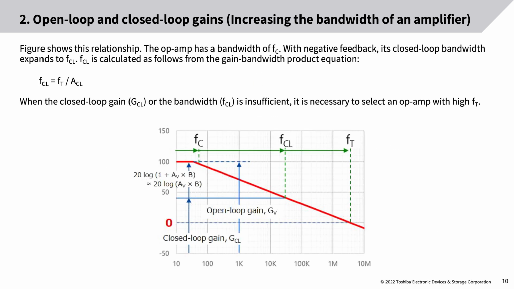Figure shows this relationship. The op-amp has a bandwidth of Fc. With negative feedback, its closed-loop bandwidth expands to FCL. FCL is calculated as follows from the gain bandwidth product equation. When the closed-loop gain, GCL, or the bandwidth, FCL, is insufficient, it is necessary to select an op-amp with high FT.